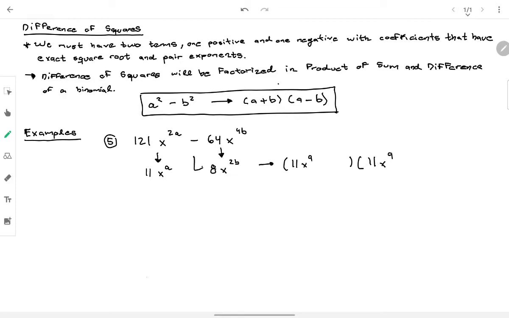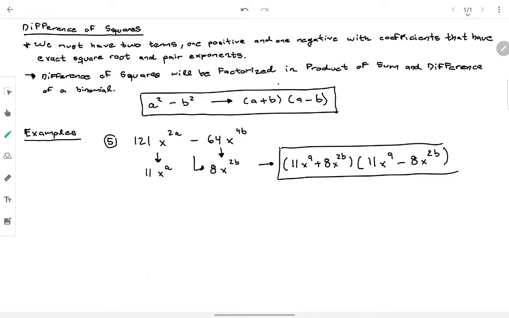The one that is negative, it's going to be positive on the first one, negative on the second one. It's correctly ordered because exponent a should be first, then exponent 2b, because a comes before 2b in the alphabet. So this is going to be the final answer of this specific exercise.